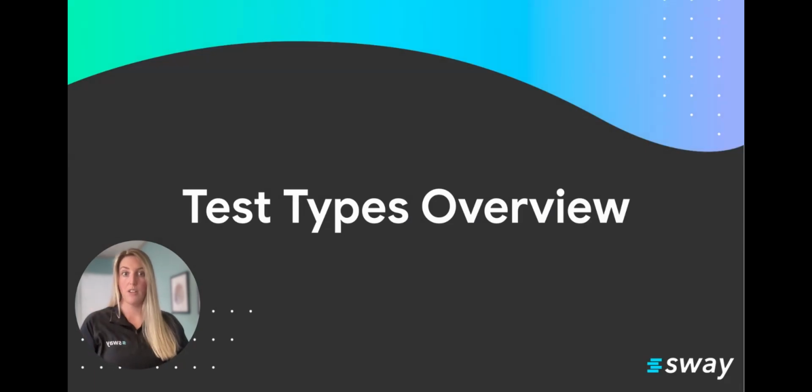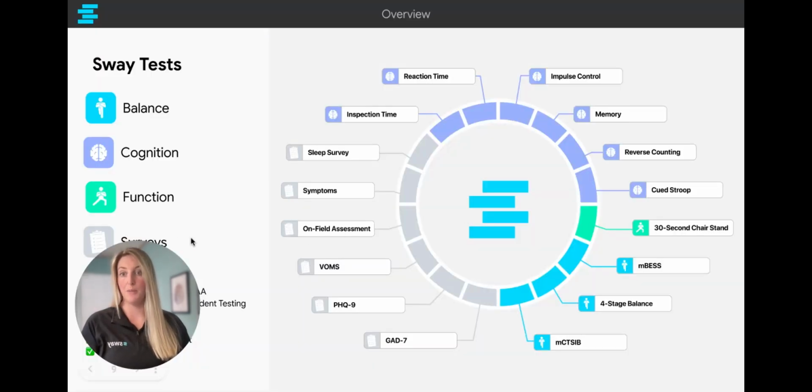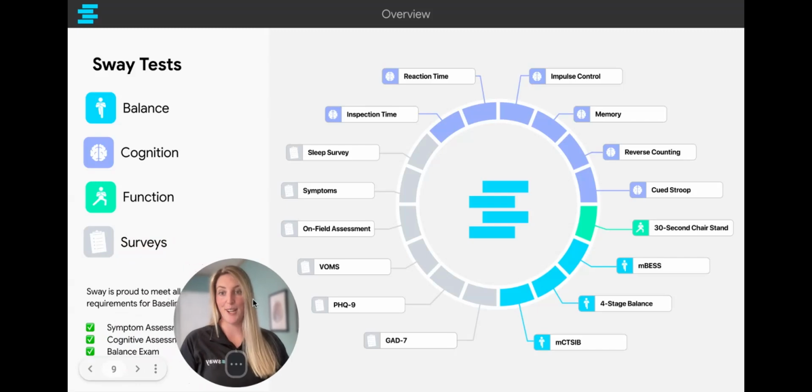So a quick overview of all the testing modules that are available on Sway. This is really like the bread and butter here. So all of these modules are available to folks that have a Sway clinical subscription. The tests in the blue are our different balance modules, which we'll go through in just a bit. We have a 30-second chair stand test. That test is available for use. We're still collecting normative data on that. And then all of the purple ones are our cognitive modules and gray are our surveys.